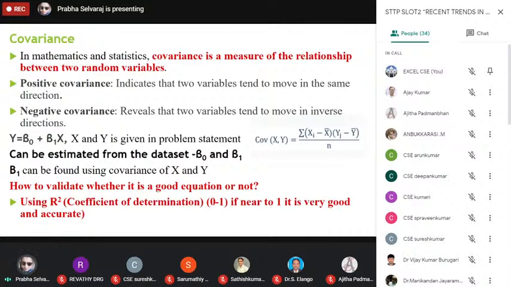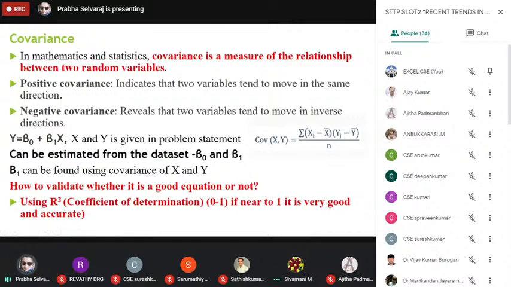In mathematics and statistics, when I say covariance, it is also a relationship between two random variables. It indicates whether the variables move in the same direction. Same direction in the sense that if x increases, y should increase, then it is said to be positive covariance. Variance, as we saw, is the difference. Negative covariance reveals that when they move in the reverse direction, you call it negative covariance.